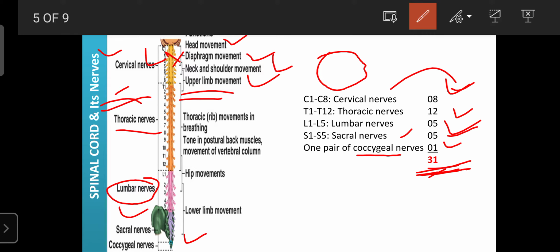So these are innervated in all the thoracic organs, like the lungs, costal and intercostal muscles, even the diaphragm. So these all are parts of the thoracic cavity. Where the thoracic spinal nerves arise, they innervate those organs. And the thoracic spinal nerves are 12 in number. These are mainly involved in thoracic movement, especially rib movements, which are mainly helpful for breathing.